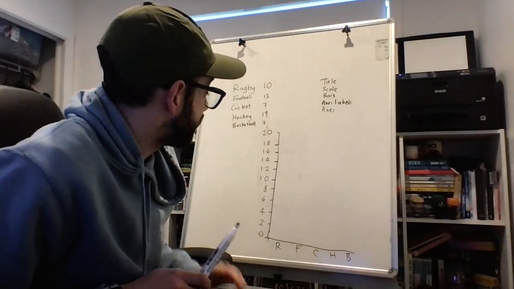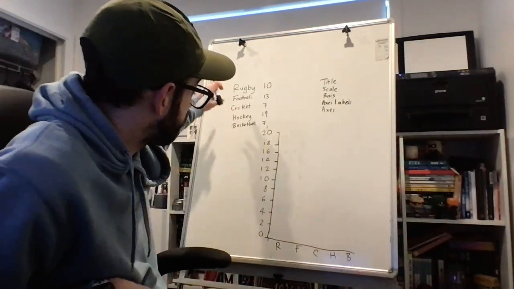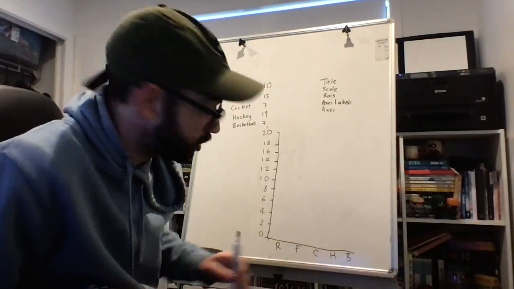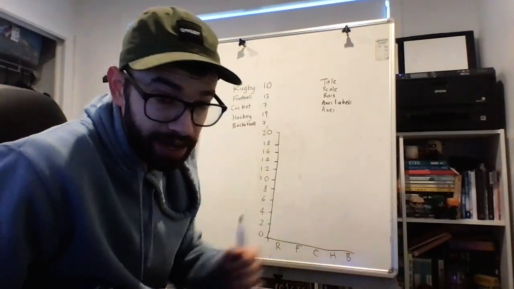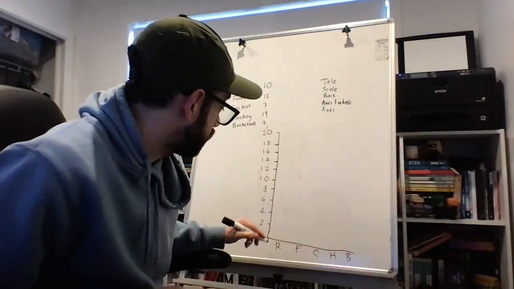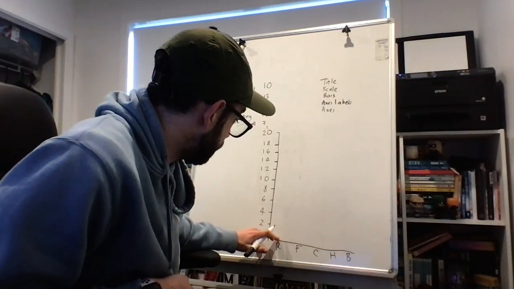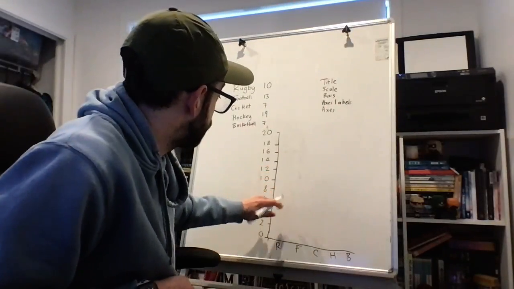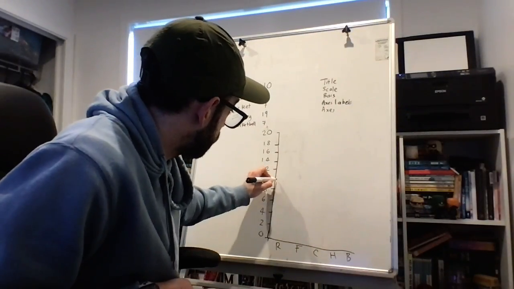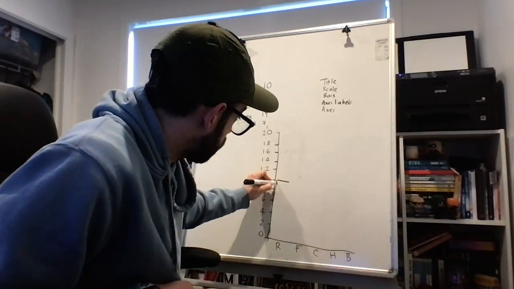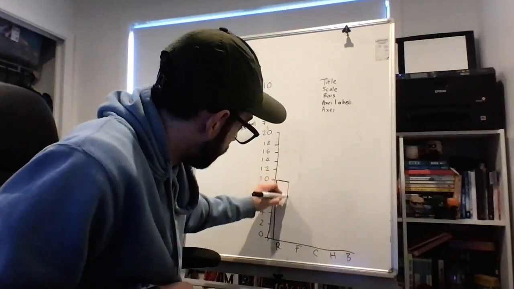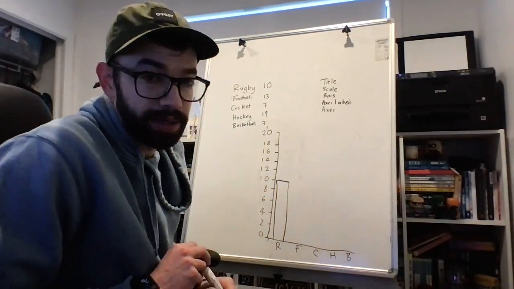Okay, the next thing you do, label the different groups that you're measuring. So I've got rugby, football, cricket, hockey, and basketball. Okay. And then the first thing you do is you line up your rugby and you look at how many. Rugby is 10, so you put a dot there and then you draw a bar. Simple as. So that is rugby.